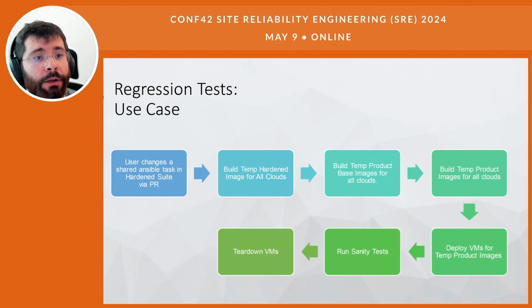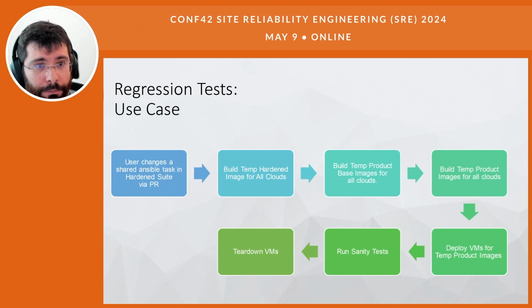So I will give you an example where one user changed, as in shared, the Ansible test in the hardened suite via PR. So he's adding a new security check or a security configuration in the hardened. And this may affect the whole chain, right? Because you're adding something that will change the OS, that may affect the base image, that may also affect the product itself, and affect the test. So we need to guarantee that any change in any stage is fully tested.